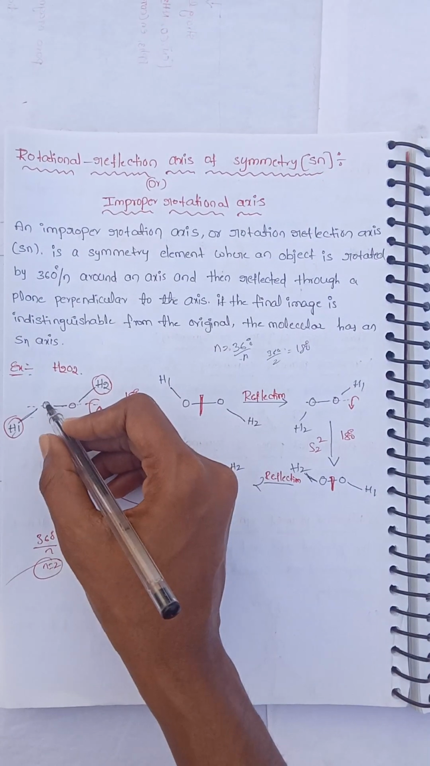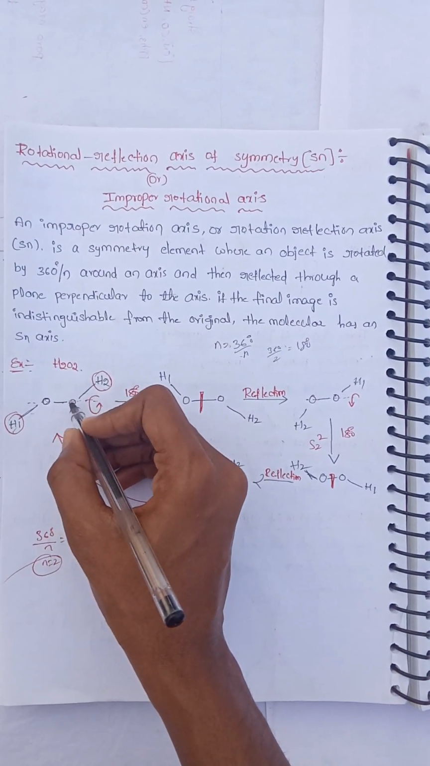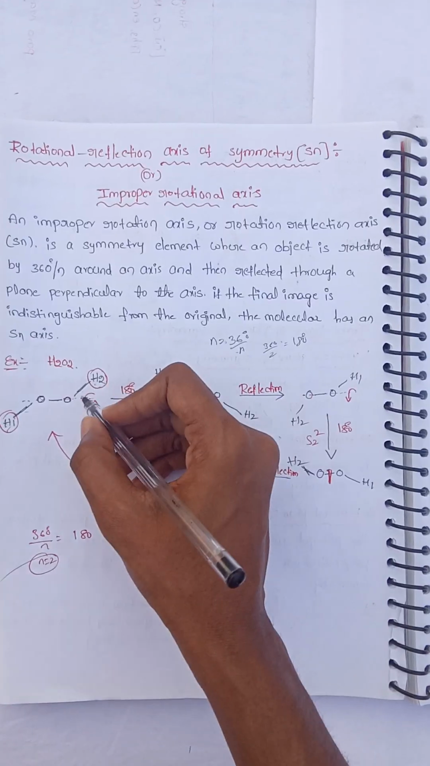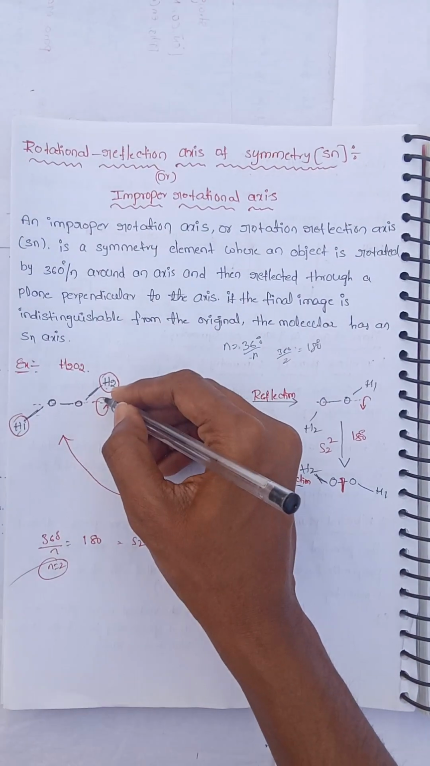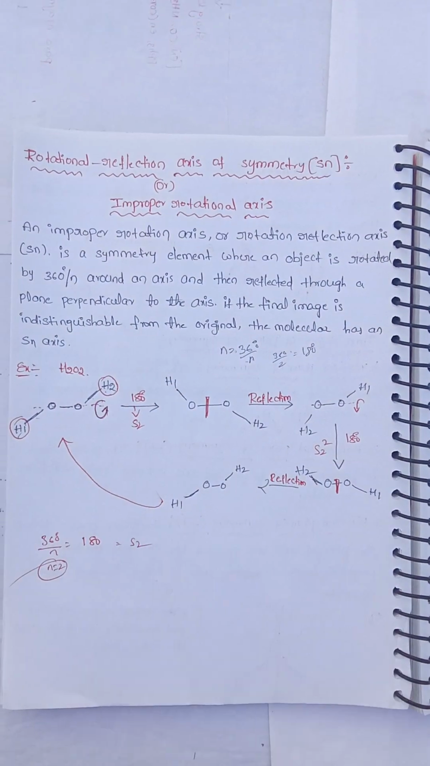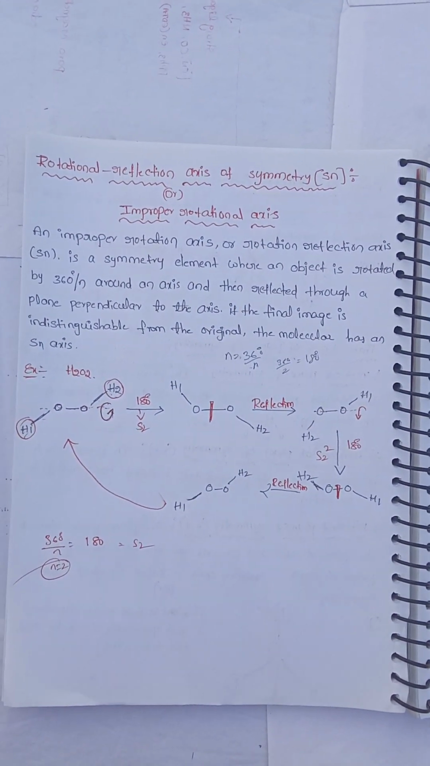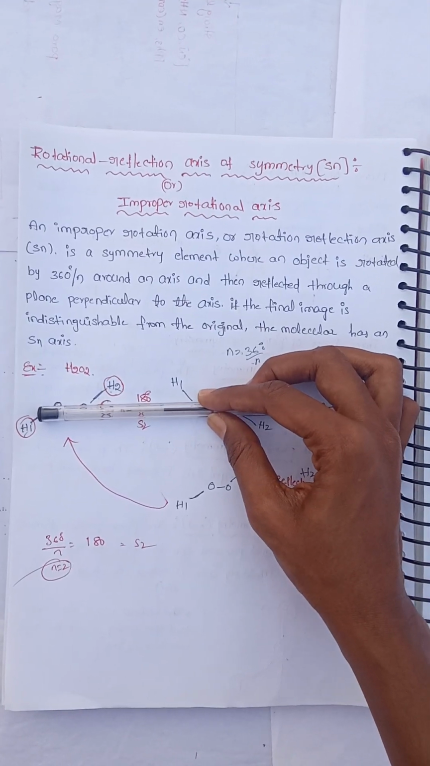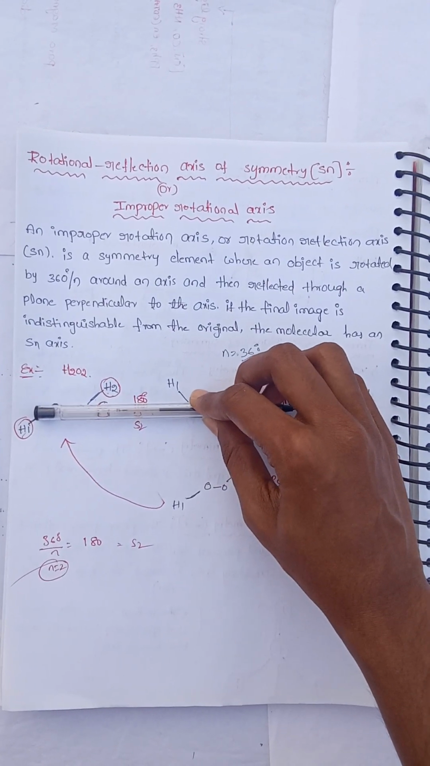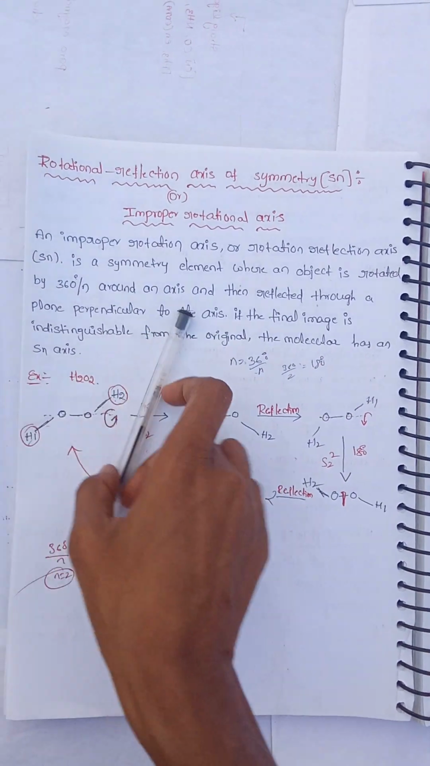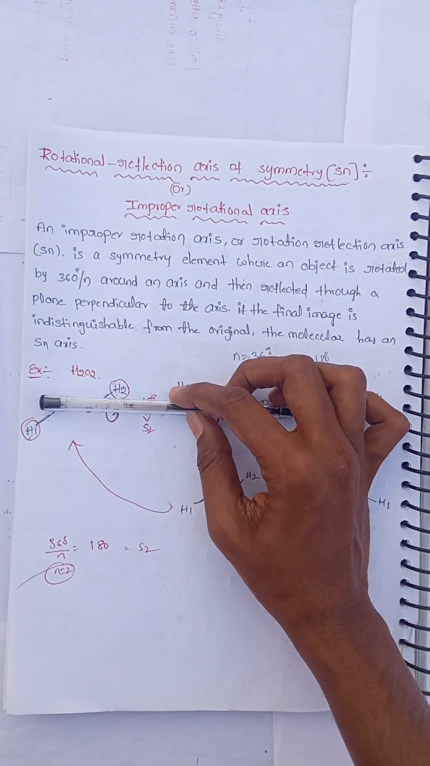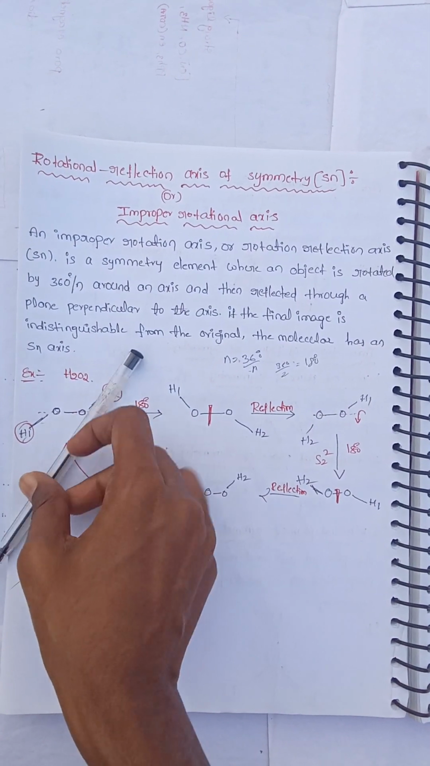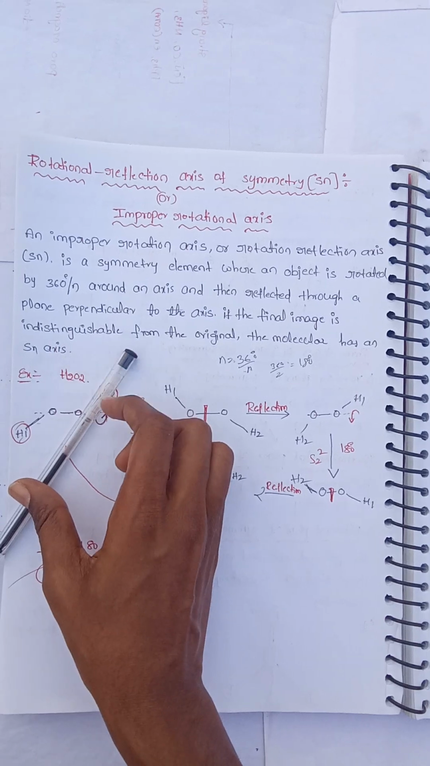Okay, this is the structure of H2O2, hydrogen peroxide. Now we have to take H1 and H2. Now rotate this 180 degrees. So simply, this is the molecule. If you rotate 360 degrees, it comes the same. So now you have to rotate 180 degrees, that means you have to rotate like this. Now what comes: here H1 goes this side, H2 comes this side.